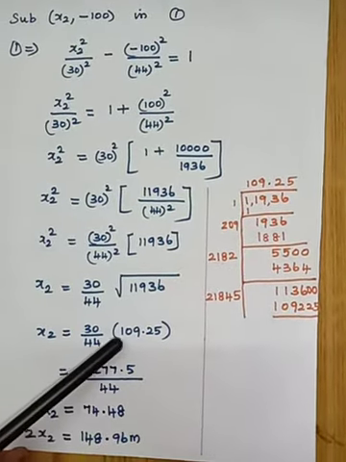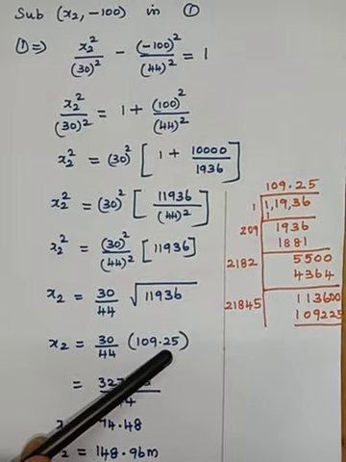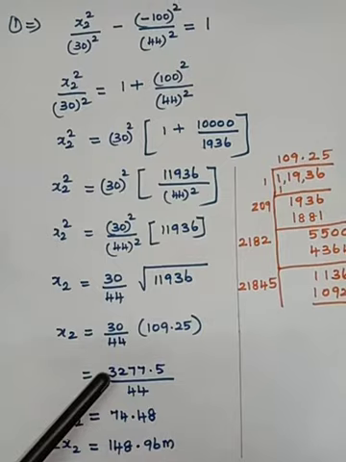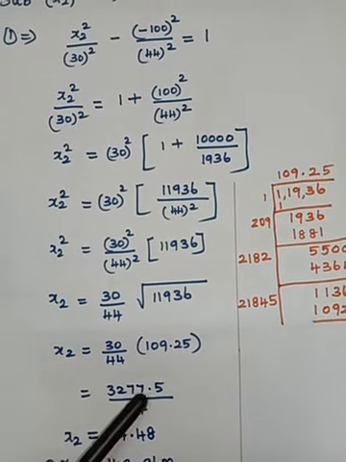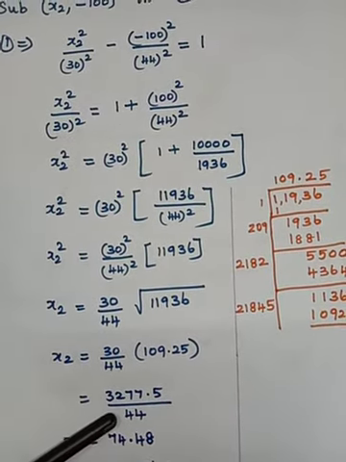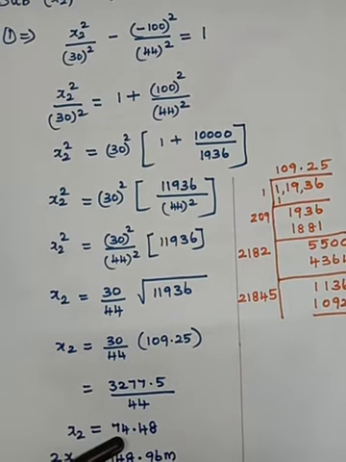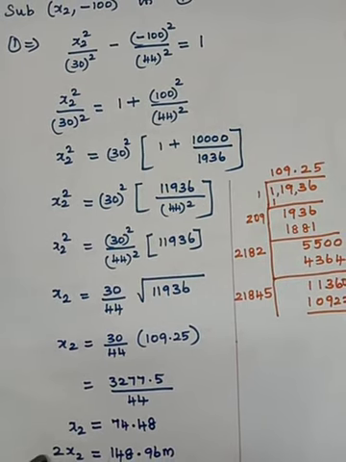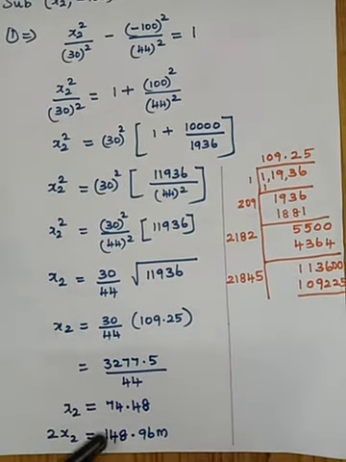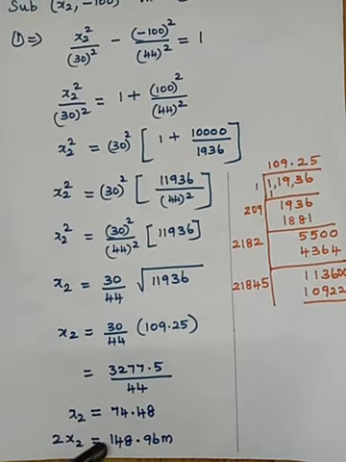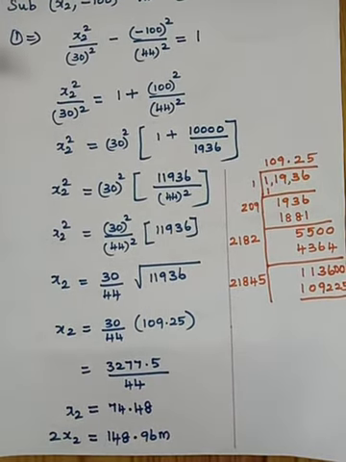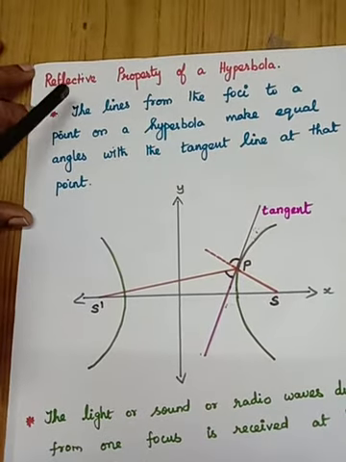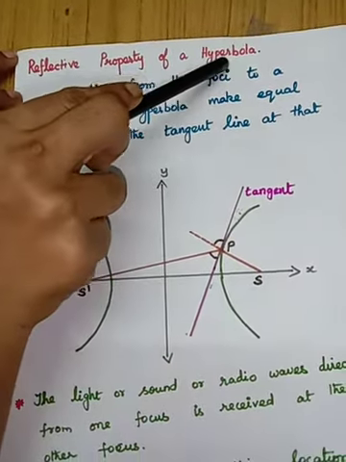Okay. So the answer is 109.25. So when you multiply these two, your answer is 3,277.5 divided by 44. So it is nothing but 74.48. So x2 is 74.48, and the diameter of the base is 2x2. So when you multiply this answer by 2, it is 148.96 meter.